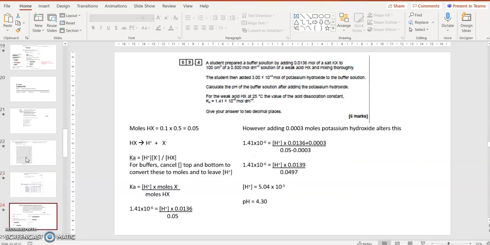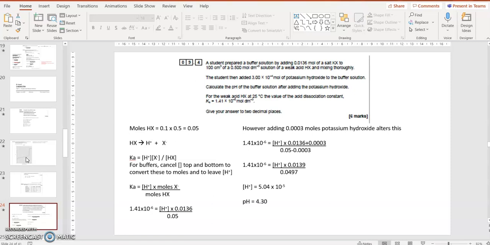A student prepared a buffer solution with 0.0136 moles of a salt, KX, in 100 centimetre cubed of 0.5 mole per decimetre cubed of a weak acid. So first of all, I've got a volume and concentration of a weak acid. Let's work out the number of moles. Moles is the concentration multiplied by the volume in decimetre cubed. 0.1 is the volume in decimetre cubed, multiplied by 0.5, which is the concentration. I've worked out the number of moles of HX is 0.05.